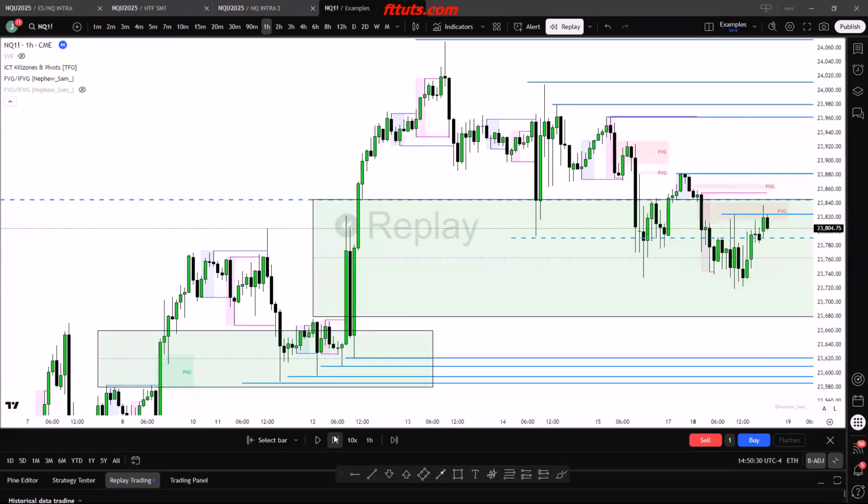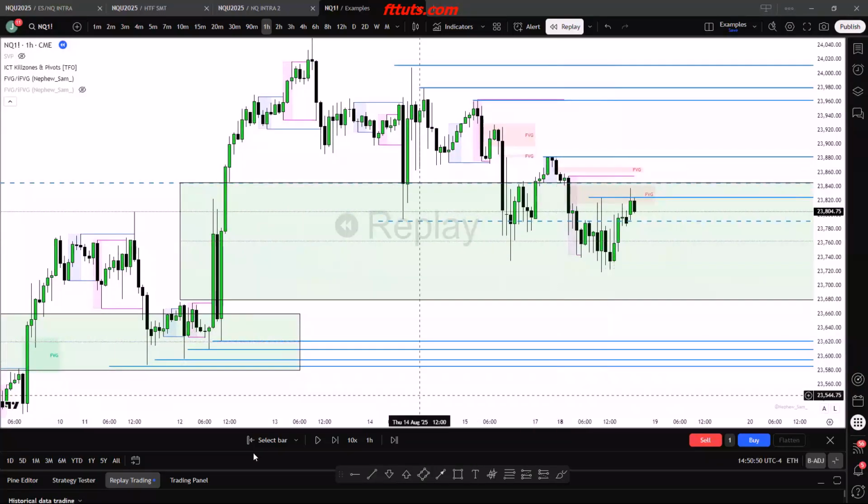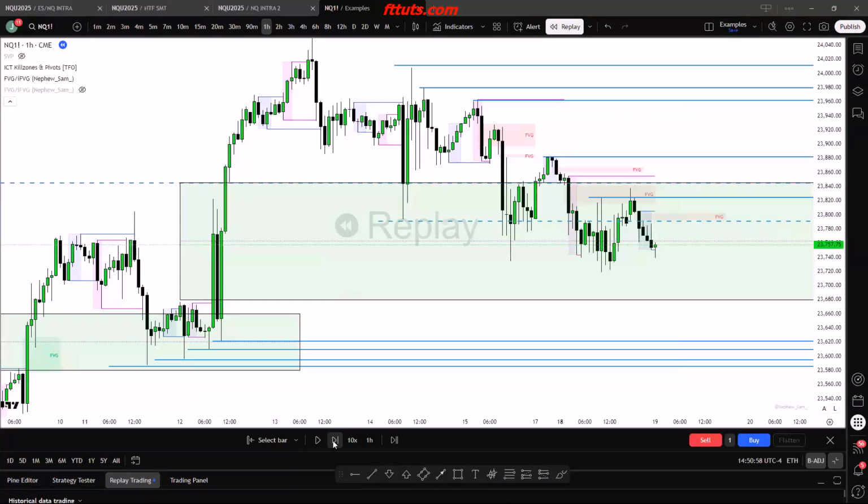Okay, now we have a move up. That looks like a manipulation to me. We manipulated up into a fair value gap. So now I'd go down to my lower time frames, my 5 minute, my 3 minute, my 2 minute, and see what's going on. Okay, well, this is actually the end of the day here. So we can't do that. So let's fast forward it a little bit. We did pull away from there. Now we're in Asia.